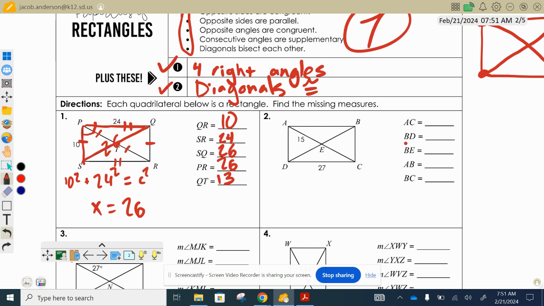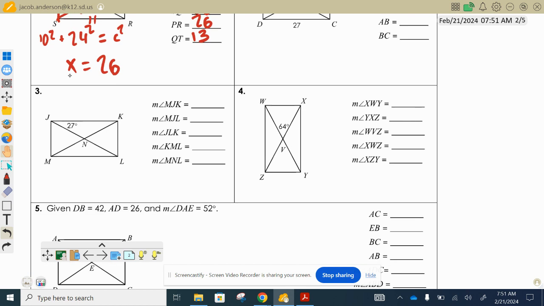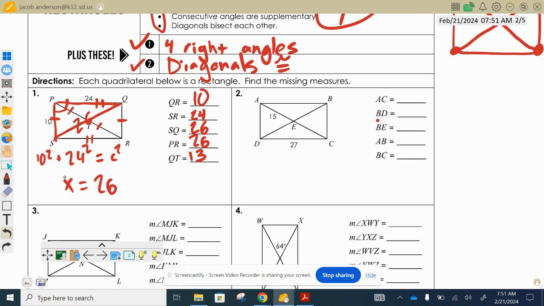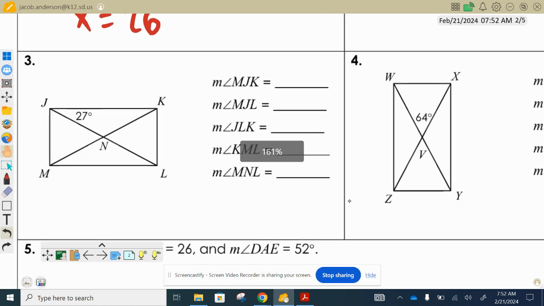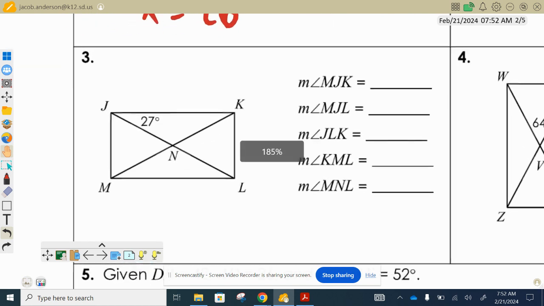Okay, number 2. I'm not going to go through all of these since I'm on video, so you know what, I'm going to actually skip down to number 3. I'll zoom in on it a little bit too. Number 3, we've got angles that we're dealing with now. If this is 27, we're going to know a few things. Now, this is actually kind of a trick that we didn't really talk about at the beginning of the video, but it is super important.